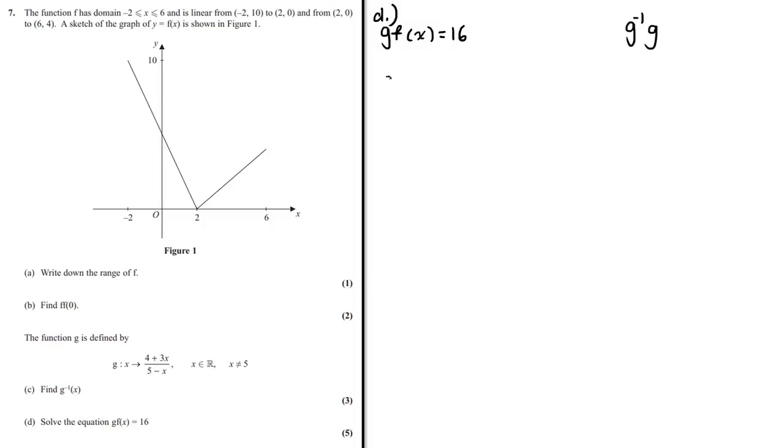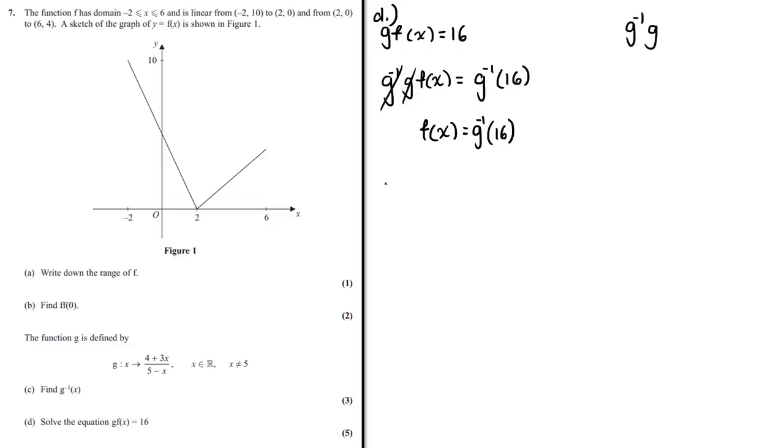So I multiply through both sides by g inverse, so we get g inverse times g of f of x. And remember, we do it to the right-hand side as well, so that gives us g inverse of 16. And like we just said, they cancel on the left-hand side, and what I get left with then is f of x is equal to g inverse of 16. So we need to use our inverse function from part C to find g inverse of 16.